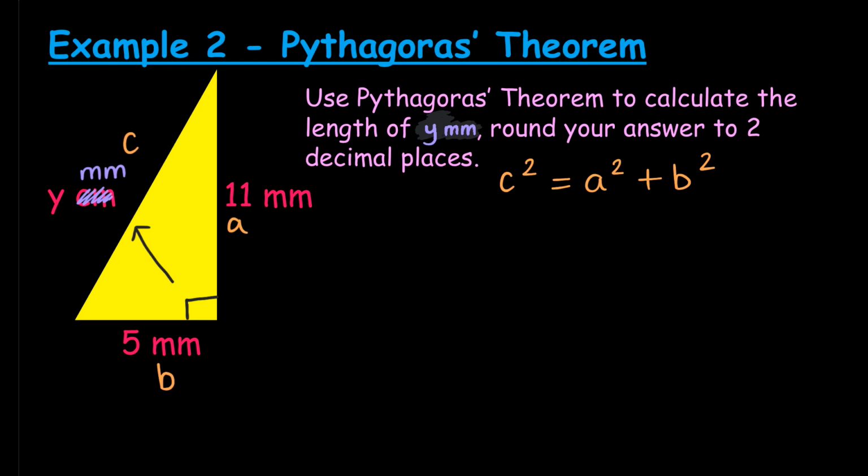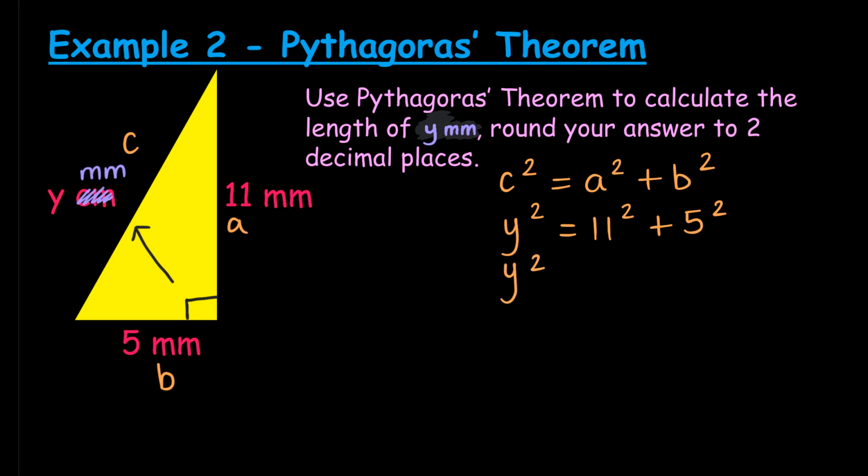C squared is y squared, just because y is the letter that represents the length of side we're trying to find, equals 11 squared plus 5 squared. Again, remember that a and b are interchangeable because 5 squared plus 11 squared is the same as 11 squared plus 5 squared. It doesn't matter which one comes first because we're adding. So work out 11 squared plus 5 squared in your calculator.